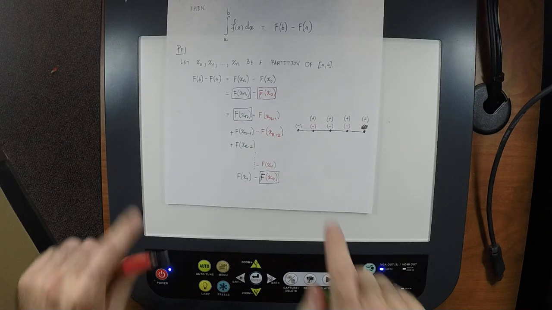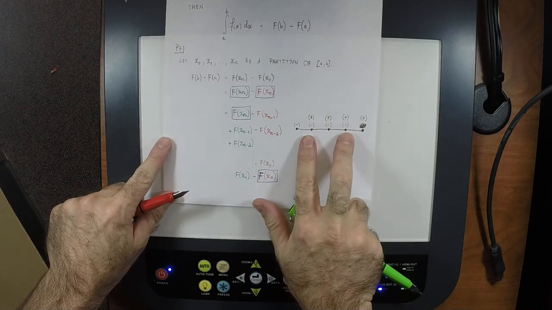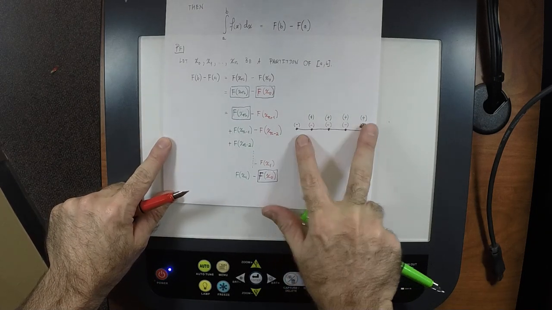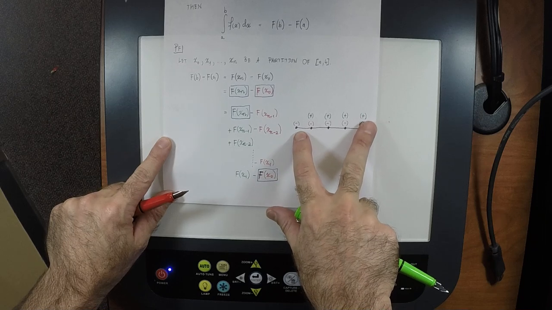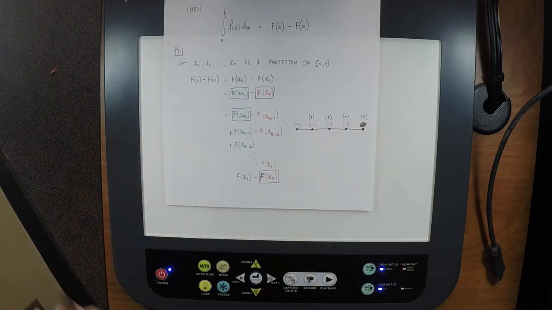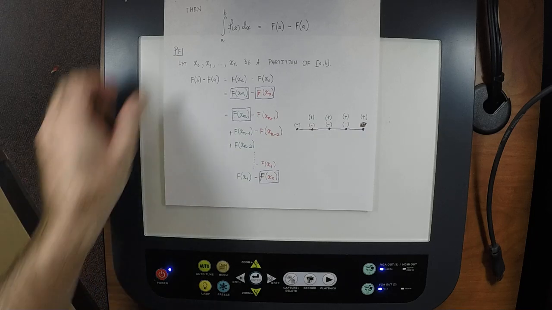So what's going to happen is that all these ones in the middle, they all end up canceling out, and you're just left with the two on the edges. Okay, so understanding that trick is half the trick of understanding this proof. Okay, so now we pause this trick. On pause for a moment.